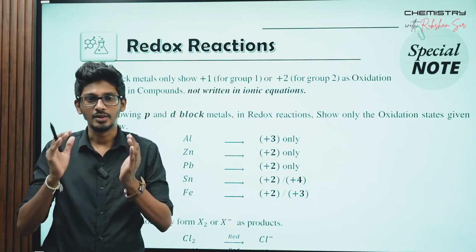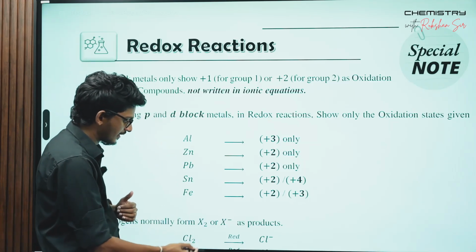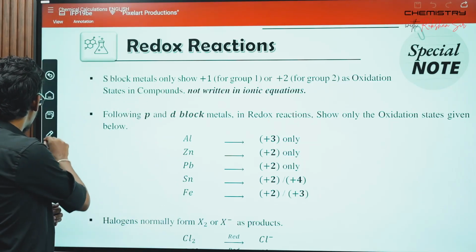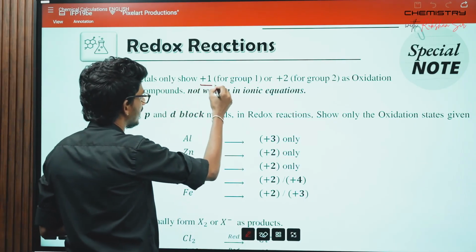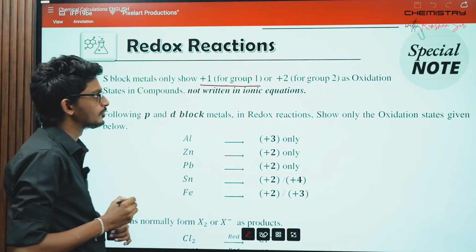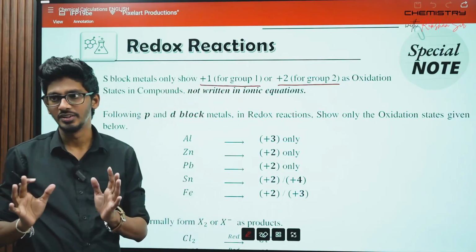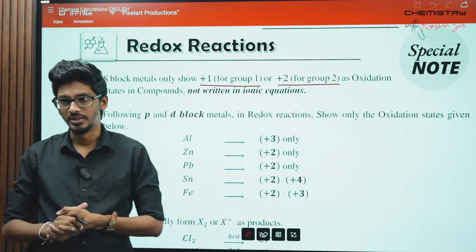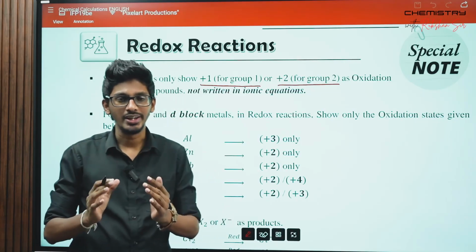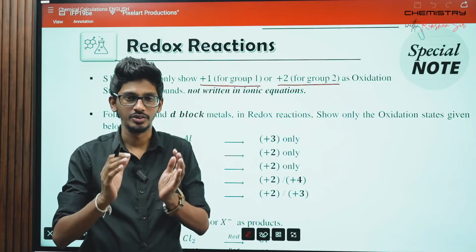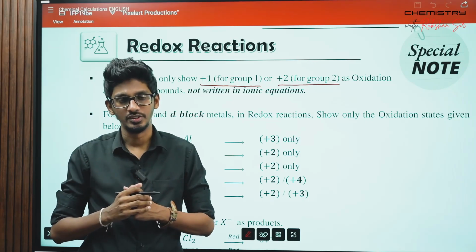That means group 1 elements always show the +1 oxidation state. Group 2 elements always show the +2 oxidation state. So no variable oxidation states appear with the S block elements. That means in these redox reactions, S block elements are not going to participate if they are in the +1 or +2 oxidation states initially.